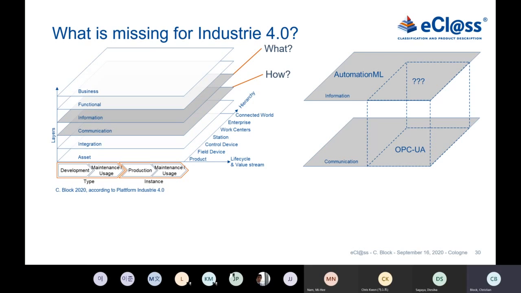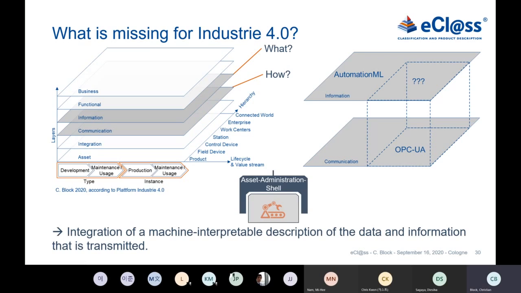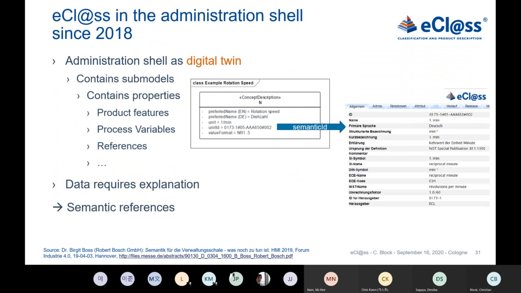Okay, that's fine. But if you want to communicate globally and maybe be interoperable with other systems, you need a dictionary with international use. So we need a machine interpretable description of the data and information that is transmitted, and that is eClass. So we have to integrate eClass into digital twins in the future. As defined in Germany in the last years, we have the Asset Administration Shell as the digital twin, as the digital representation of products in the future.